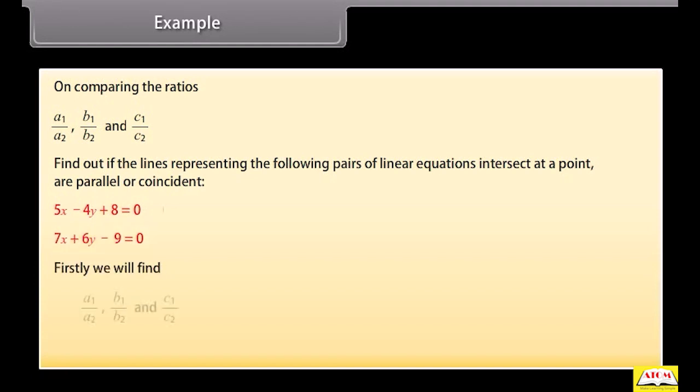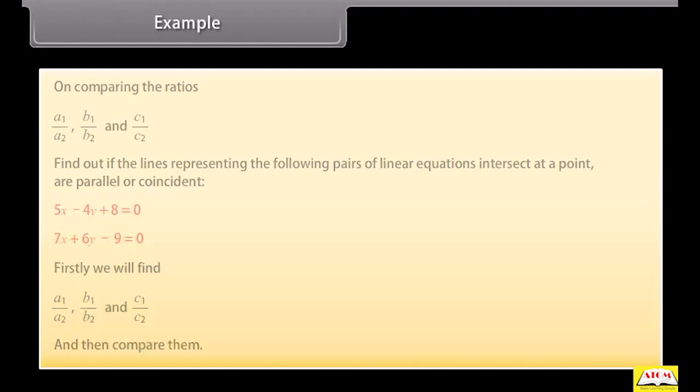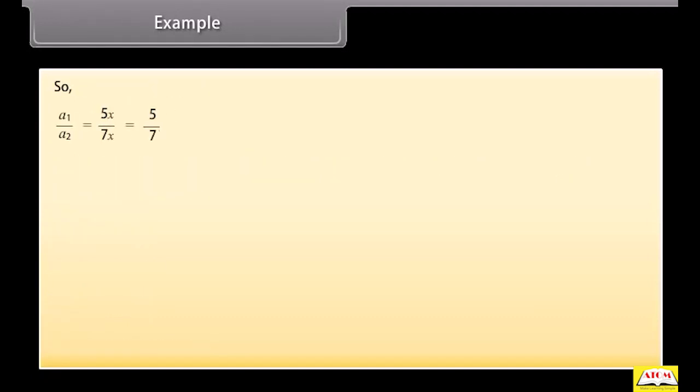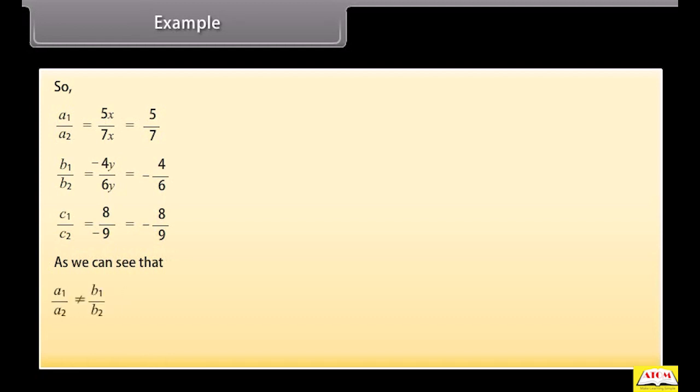Firstly, we will find a1/a2, b1/b2, and c1/c2, and then compare them. So, a1/a2 = 5x/7x, which equals 5/7. b1/b2 = -4y/6y, which equals -4/6. c1/c2 = 8/-9, which equals -8/9. As we can see that a1/a2 is not equal to b1/b2, so the lines will be intersecting.